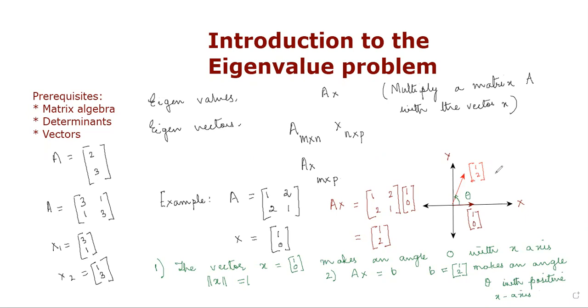If this is b, then what is the length of b? The length of b is equal to square root of 5. As we have multiplied the initial vector x with the matrix A, we get a vector that is not the same as the original vector x. So what has happened? The vector was stretched.